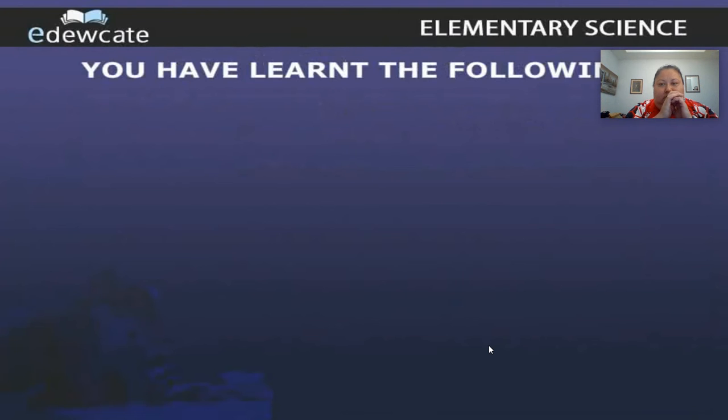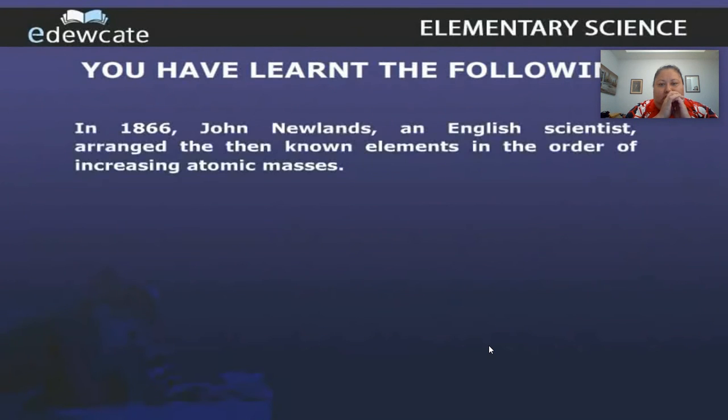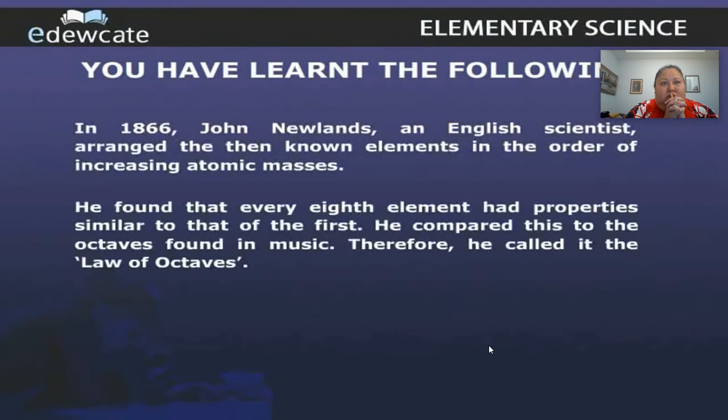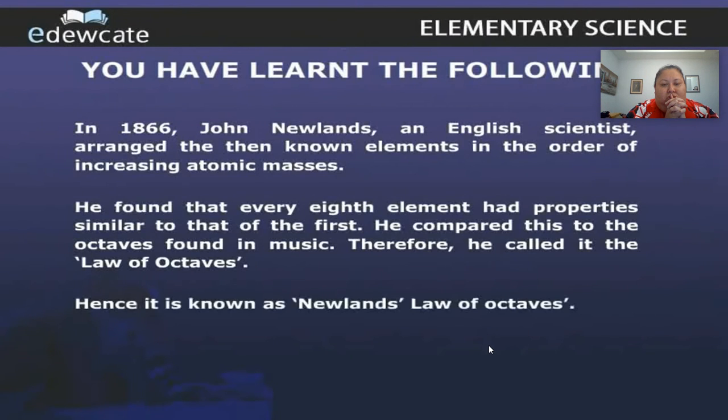In this video, you have learned: in 1866, John Newlands, an English scientist, arranged the then known elements in the order of increasing atomic masses. He found that every 8th element had properties similar to that of first. He compared this to octaves found in music. Therefore, he called it the law of octaves. Hence, it is known as Newland's law of octaves.